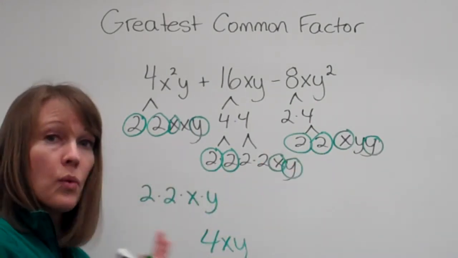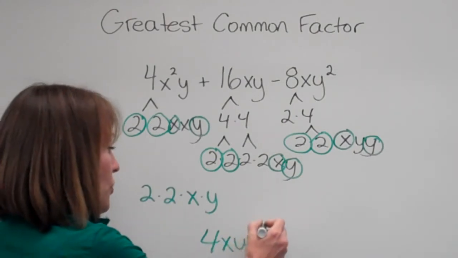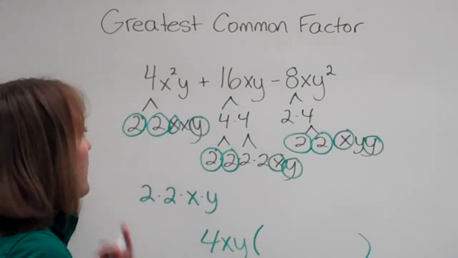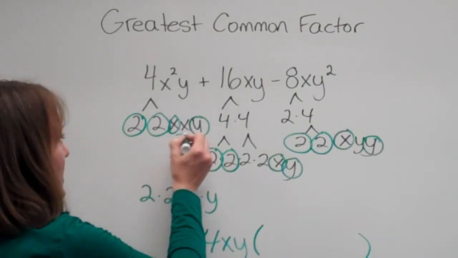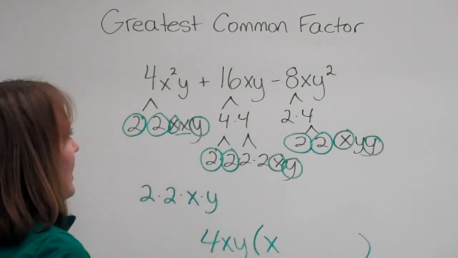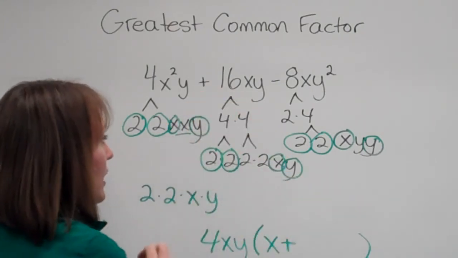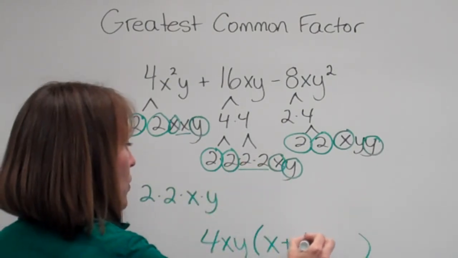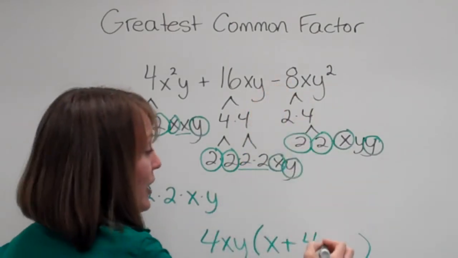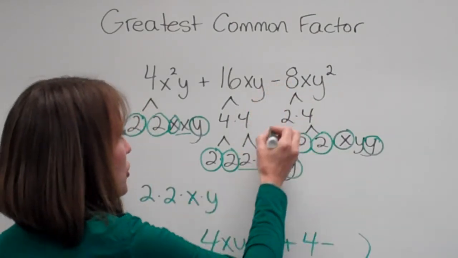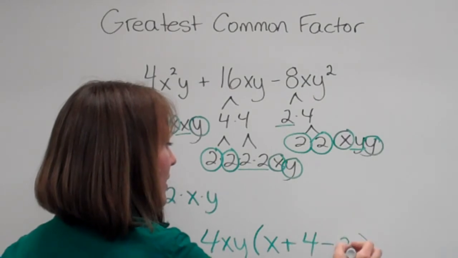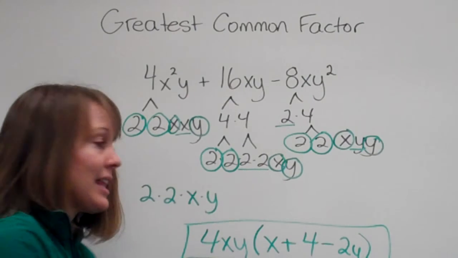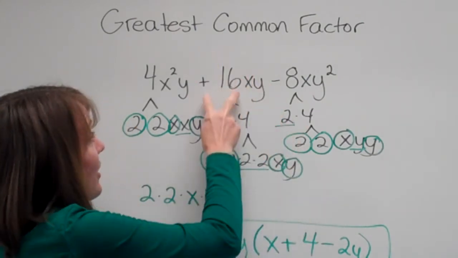Now, I'm still trying to look at what I multiplied together to get it. So now, in my parentheses, it's going to be what I did not circle each time. So let's see, the only thing I didn't circle here was an x. Then I have a plus sign, so I'll put a plus sign here. The only thing I didn't circle here was 2 times 2, well that would be 4. And I have a minus sign here. And what's left? Oh, a 2 and a y. Now if I've done this correctly, this is what I multiplied together to get what I started with.